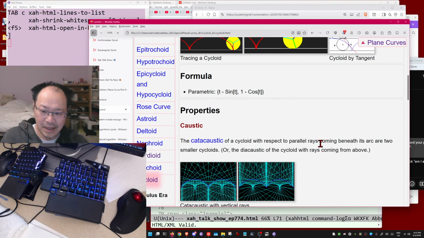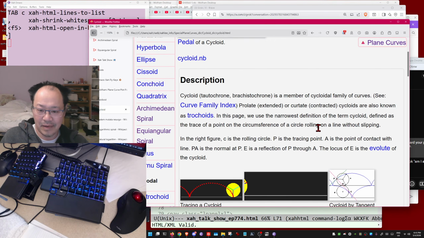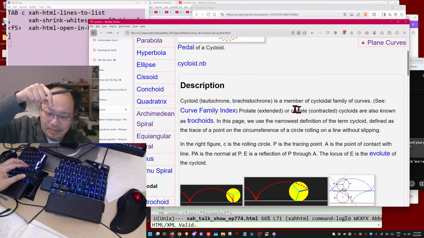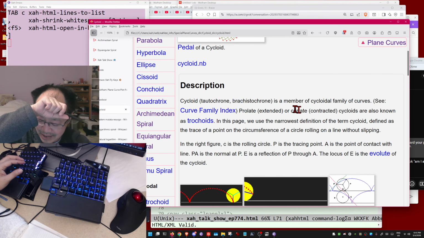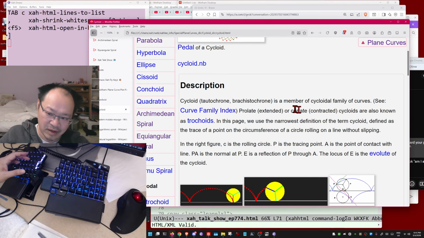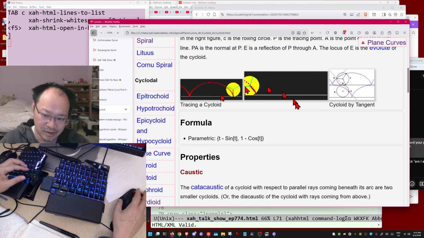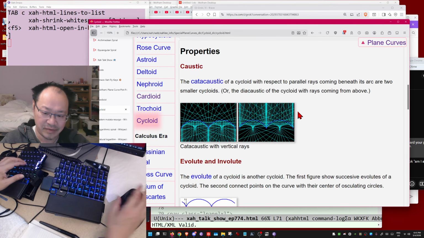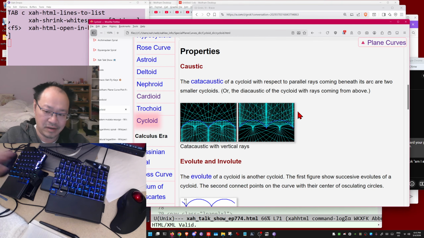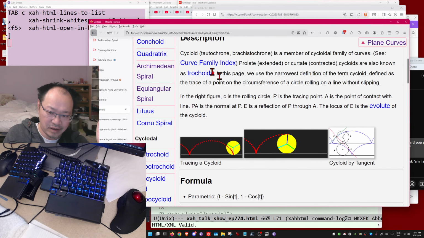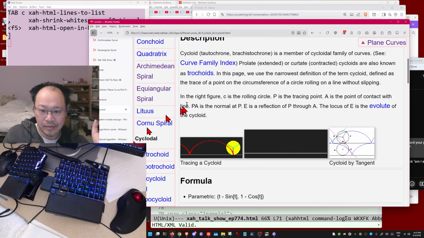That is, what is the path so that when you place a marble, it will fall down the fastest. So if you search on the web, Wikipedia, you'll see lots of answers. Okay, cycloid. So just search for the curve cycloid.